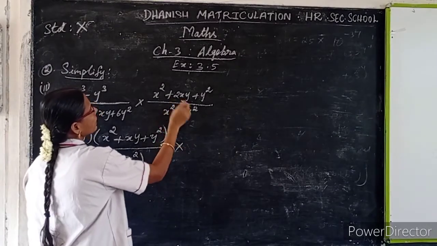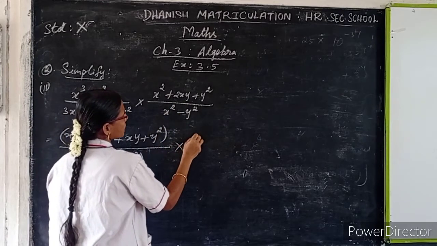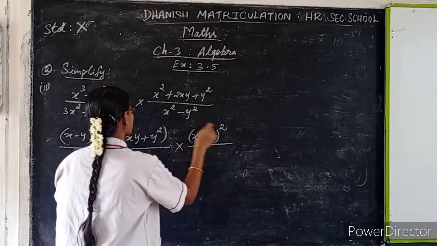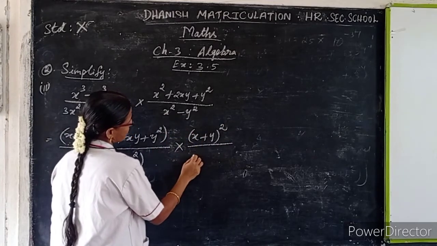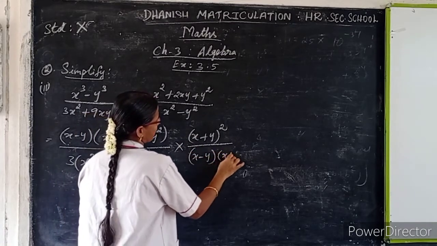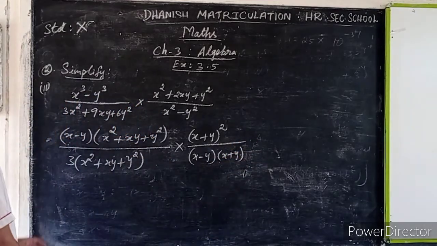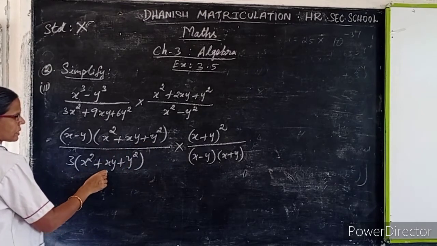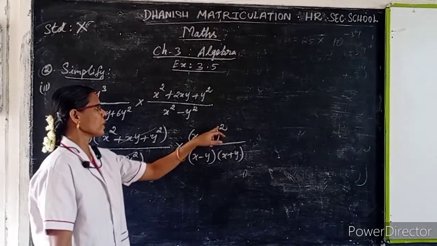a square plus 2ab plus b square can be written as a plus b the whole square. Here, x plus y the whole square. x square minus y square is a square minus b square, that is x minus y into x plus y. Now cancel this x square plus xy plus y square; this x square plus xy plus y square gets cancelled. Here, x plus y the whole square.